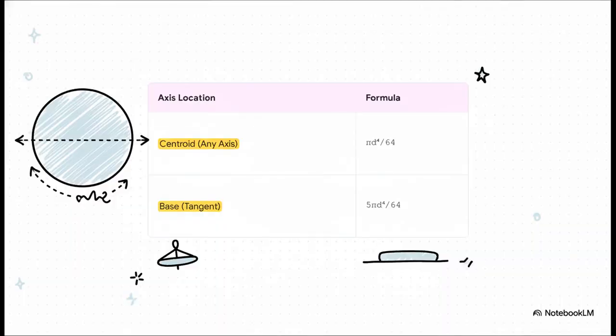A full circle is actually way simpler, all thanks to its perfect symmetry. The moment of inertia about any axis that passes through its center is exactly the same. This is a huge standard formula value to memorize, pi d to the 4th divided by 64.